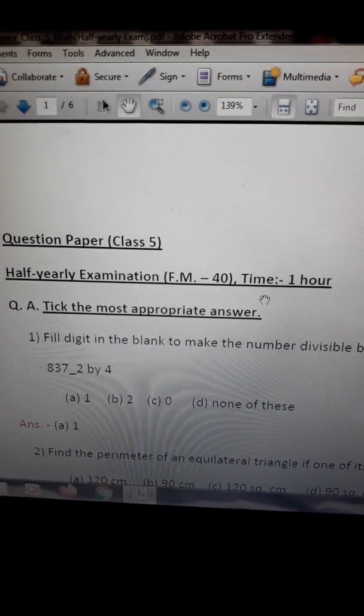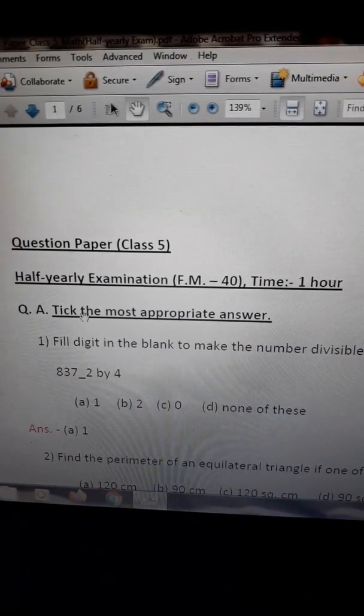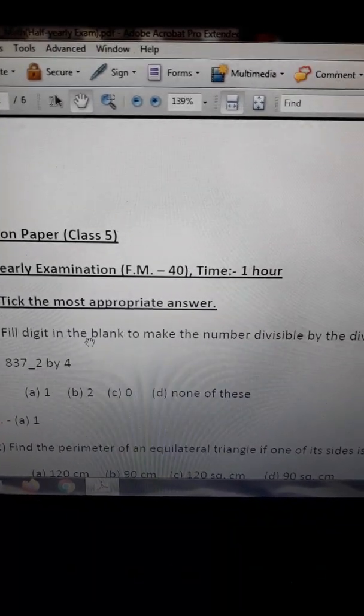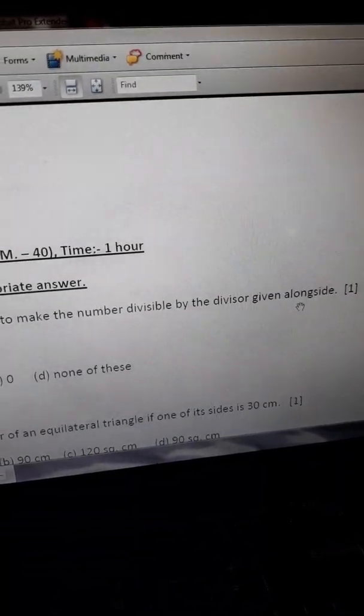Today I am going to discuss your half yearly question papers. Okay, so let's see the first question. That was a 40 marks question and I provided you 1 hour. The first question is to tick the most appropriate answer. The first question is to fill the digit in the blank to make the number divisible by the divisor given alongside. This question carries 1 mark.